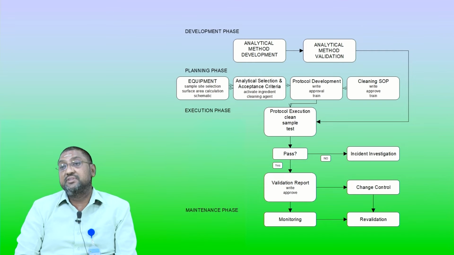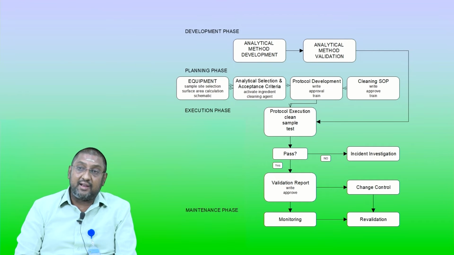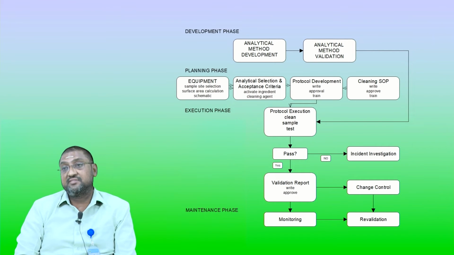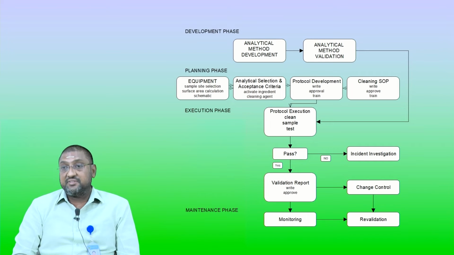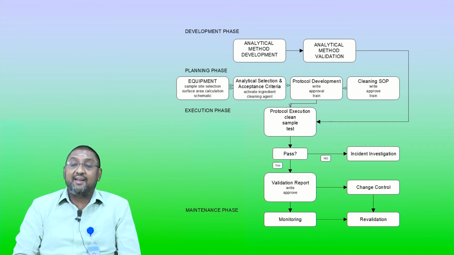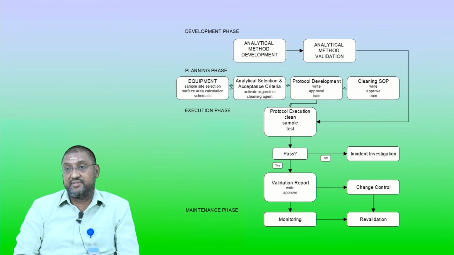What is the planning phase? In the planning phase, which equipment are you going to clean? After selecting the equipment, where is the sample site, where you are going to collect your sample. Second one is surface area. You have to calculate the surface area of the equipment. Then you have to collect the schematic diagram. The third step in the planning phase, especially in the equipment process, is that you have to collect the schematic diagram of the equipment. Only then can you calculate the surface area, and only then can you convert the sample result you collected into the total surface area.